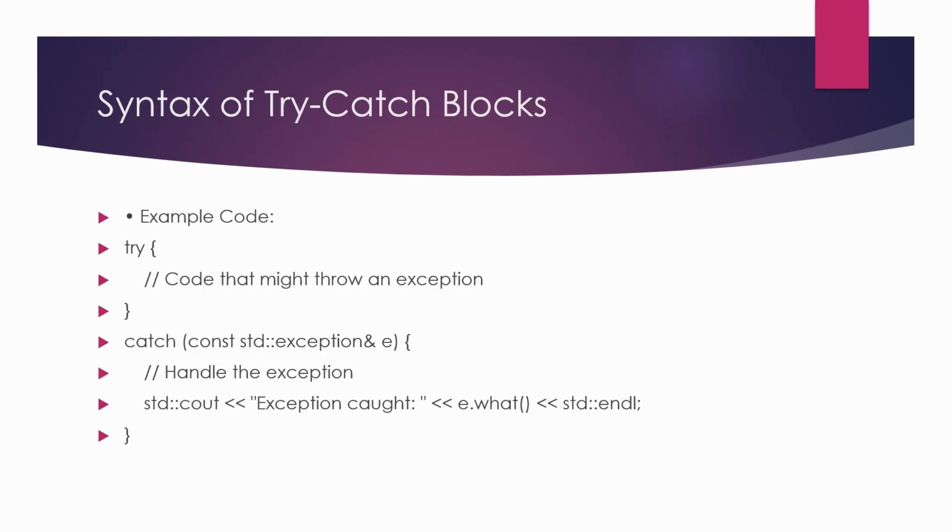Here's the syntax of the try-catch block. In C++, the try block is followed by one or more catch blocks. The catch block catches exceptions thrown in the try block. In the example, we catch exceptions of type std::exception and print the error message using the what method. This allows us to gracefully handle errors instead of letting the program crash.